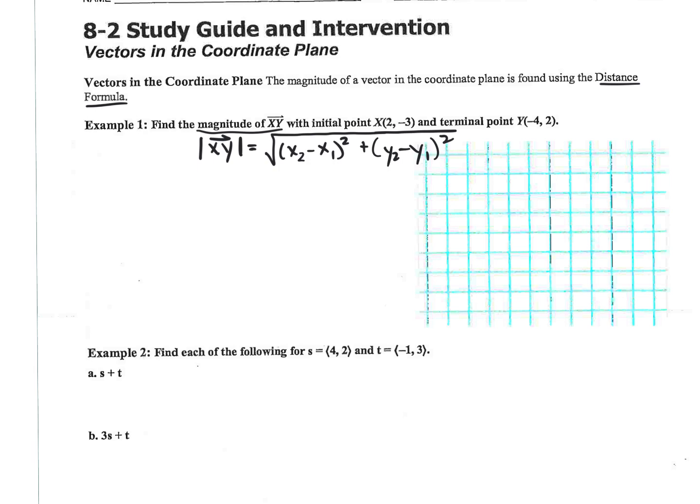And guys, it does not matter what order you put them in. I could do x sub 1 minus x sub 2 and y sub 1 minus y sub 2. Why does it not matter which order I subtract in here? What am I doing after I'm subtracting? So what happens when you square a positive? Positive. And what happens if you square a negative? So do you see that the order doesn't matter? You just have to subtract the x's and square them, subtract the y's and square them, add them together, take the square root.